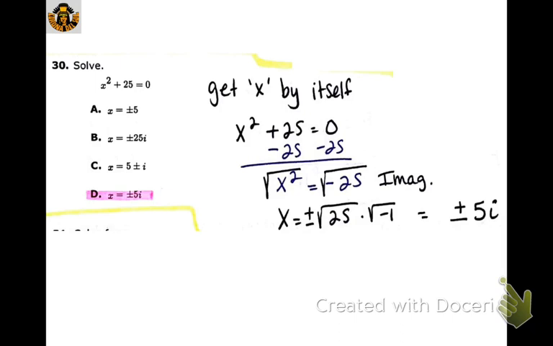Trying to get the x by itself, so you can subtract 12, which is great here, and then take the square root, and when you take the square root, it's 5, plus and minus 5, remember that, and then it has to have the i because it's a negative under the radical again.